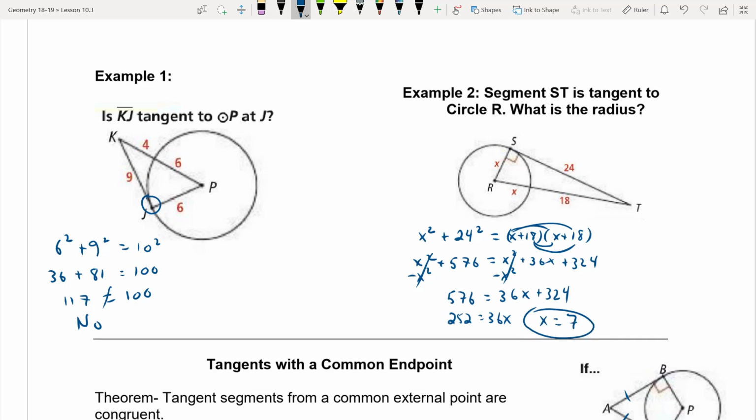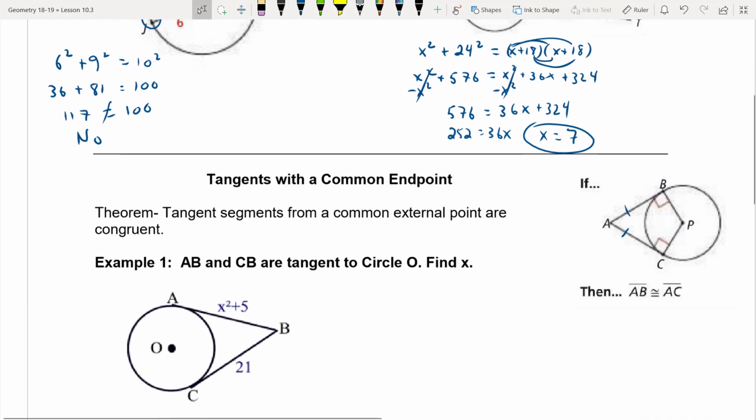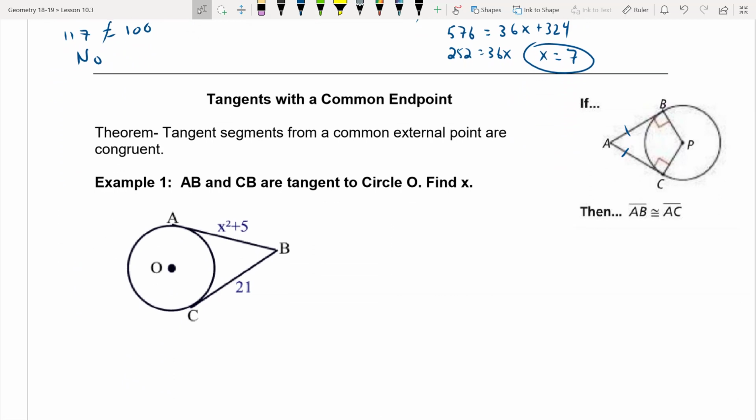Alright, welcome back in. So hopefully you found that x equaled 7 after you subtracted 324 and then divided by 36. So the last component to this is if I have tangents with a common endpoint, in other words, outside of the circle. So AB is tangent and AC is tangent, and they share point A. If that is the case, those are the same exact length. They're the same distance away.